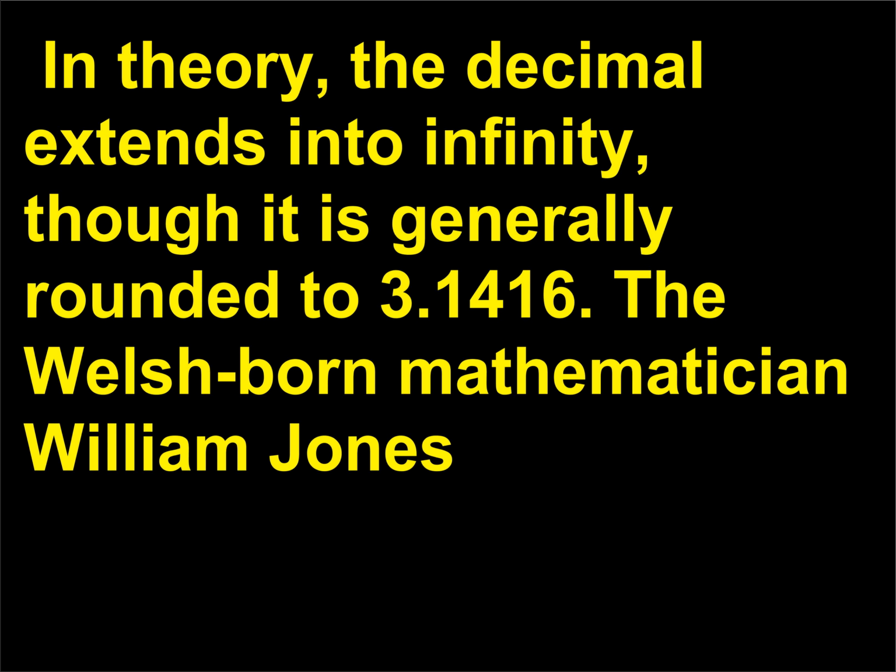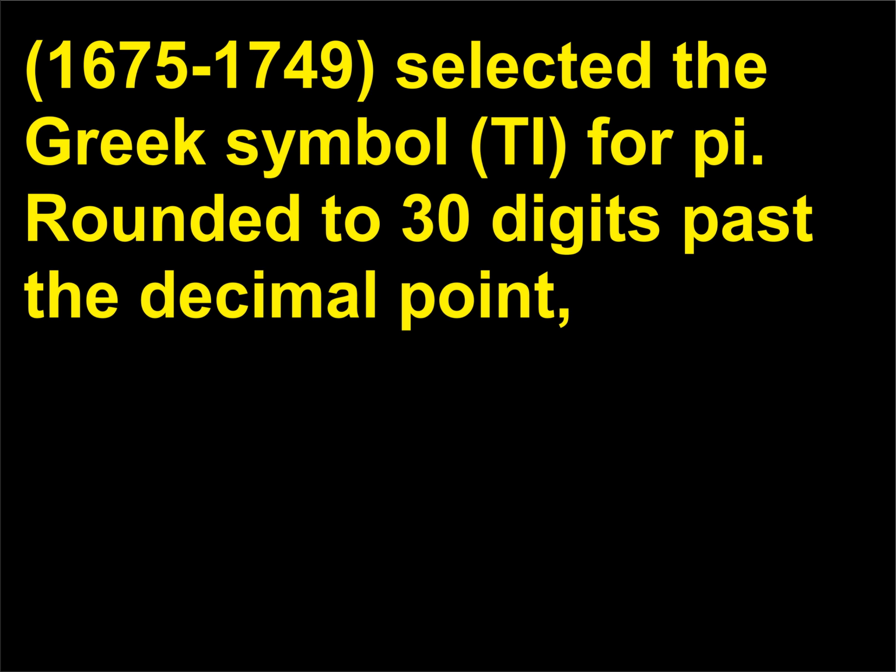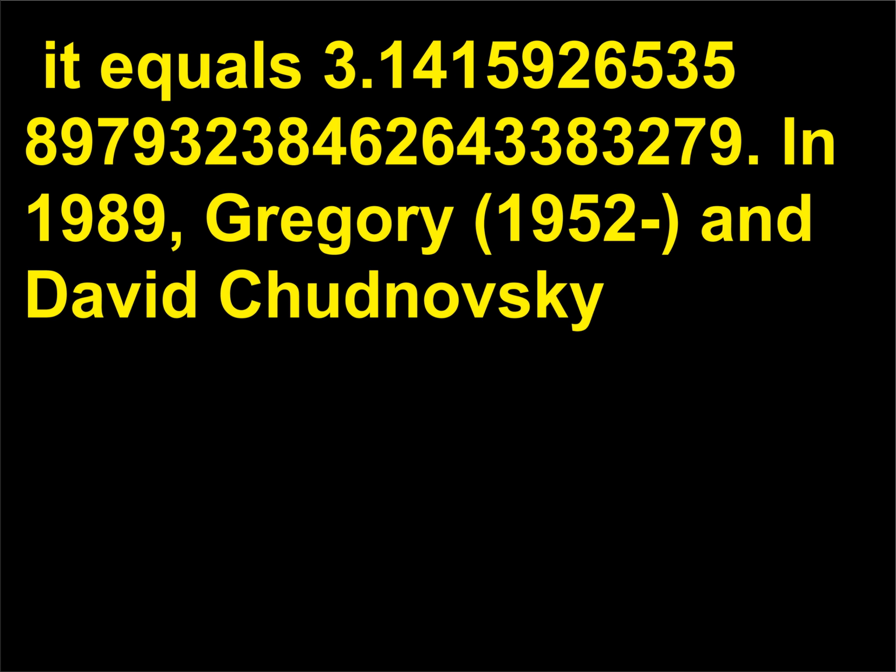In theory, the decimal extends into infinity, though it is generally rounded to 3.1416. The Welsh-born mathematician William Jones, 1675 to 1749, selected the Greek symbol, π, for pi. Rounded to 30 digits past the decimal point, it equals 3.1415926535897932384626433838279.